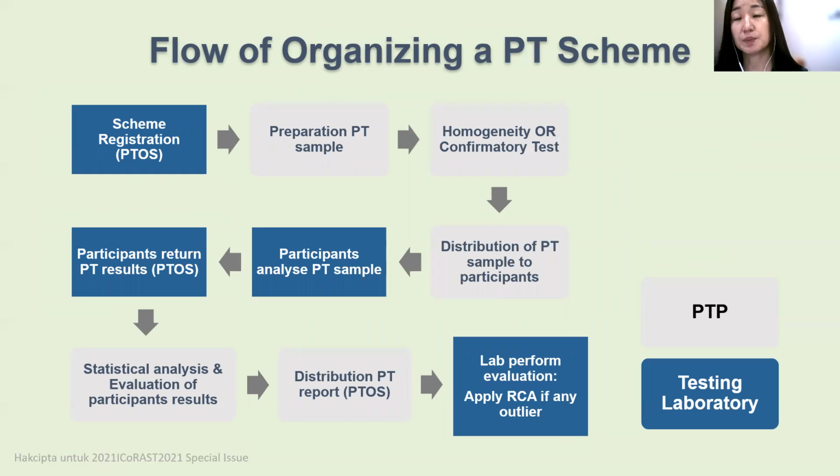This is a flow of how the PT provider organizes the PT scheme. The dark blue color boxes represent the testing laboratory. Testing labs need to register online based on the scheme that they wish to subscribe. They receive the sample, run the analysis and submit the result back to the PT provider. And lastly, receive the final reports. The lab will perform the evaluation. If they have any questionable result or outlier, they will apply root cause analysis.